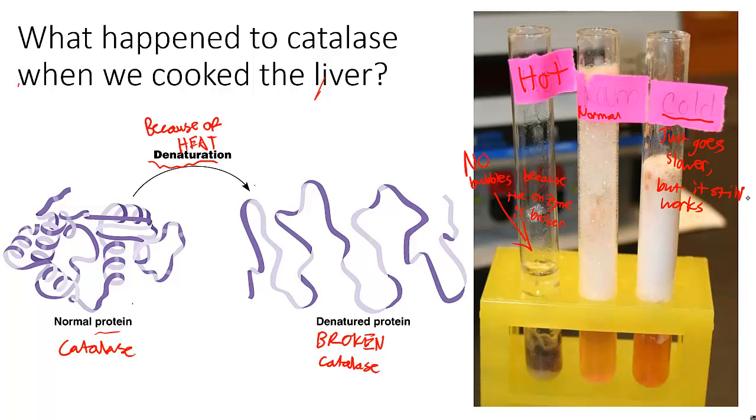Because if you cool an enzyme down, it won't break it. It'll still work, but it's not going to go as fast. So in order of speed, how fast things go, room temperature is number 1 in speed. Then if you cool it down, it'll be a little slower, number 2. And hot doesn't even count because it didn't even work.